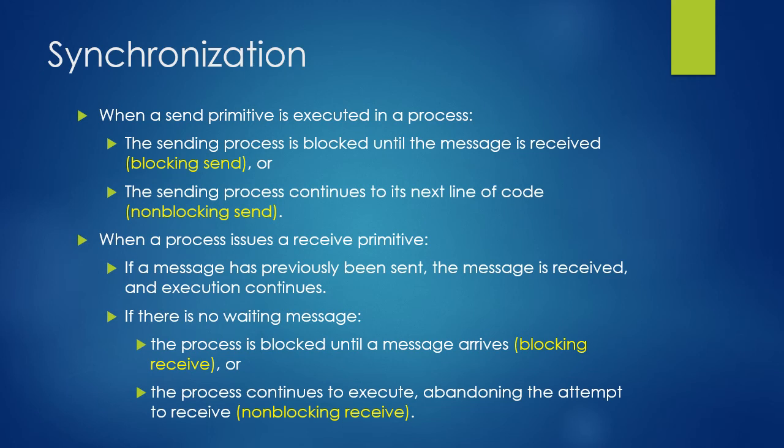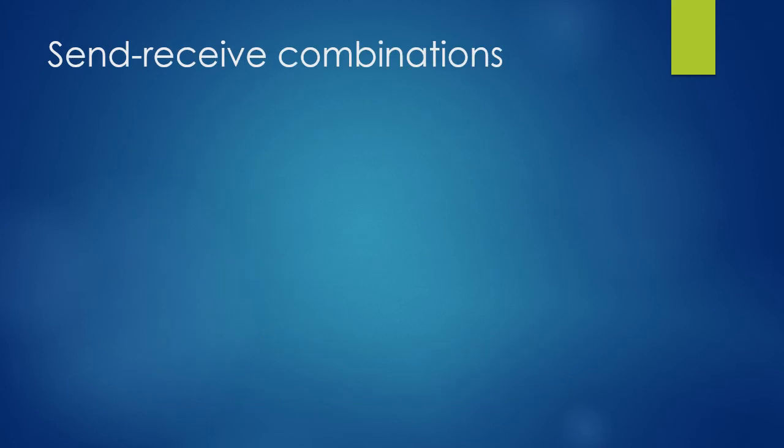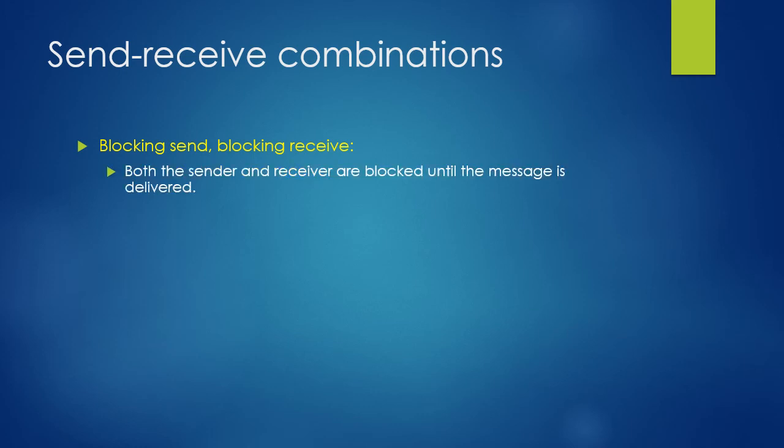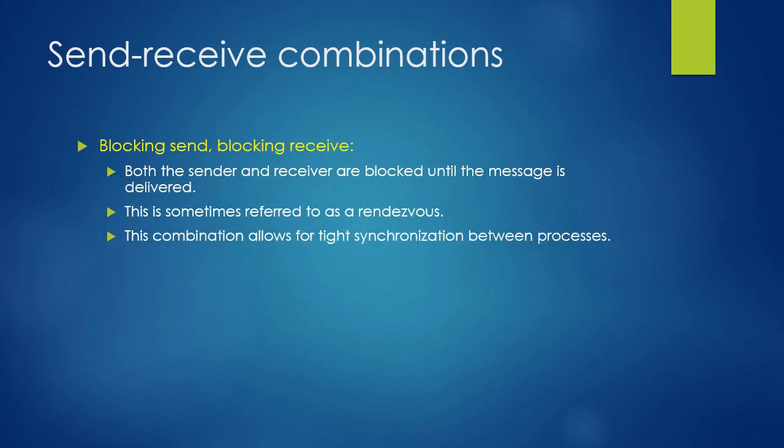Thus, both the sender and the receiver can be blocking or non-blocking. Three combinations are common, although any system will usually have only one or two combinations implemented. Blocking send, blocking receive. Both the sender and receiver are blocked until the message is delivered. This is sometimes referred to as a rendezvous. This combination allows for tight synchronization between processes.